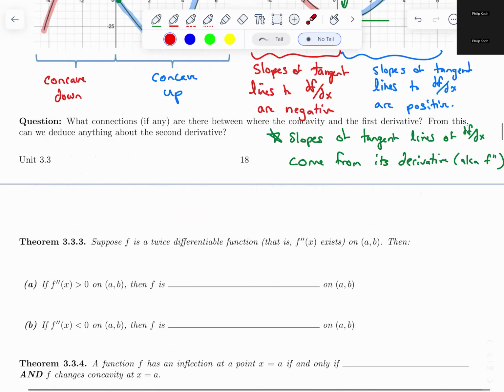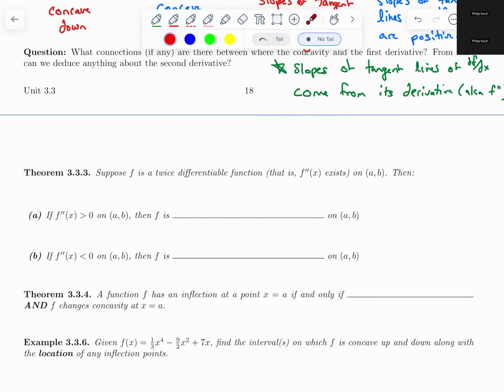It says, suppose that f is a twice differentiable function. That just means that its second derivative exists. Then if f double prime is greater than 0, then f, the original function, is concave up. If f double prime is less than 0 on that interval, then your original function is concave down.